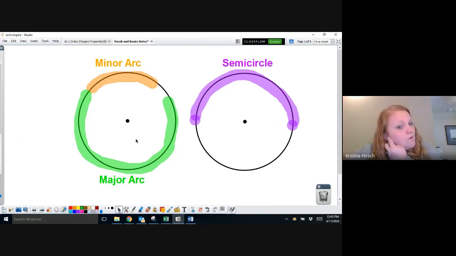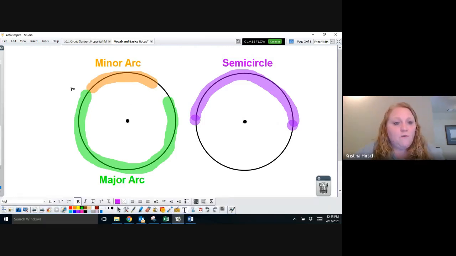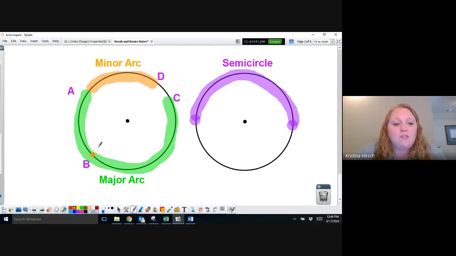I do want to caution you that major arcs are always going to be labeled with 3 letters. For example, if I labeled this A, here was a B, C, D, pretend there's an actual point there, because of that little starting point. If there was an actual point there, then this minor arc would be named AD. And it's always the shortest distance, A to D or DA.